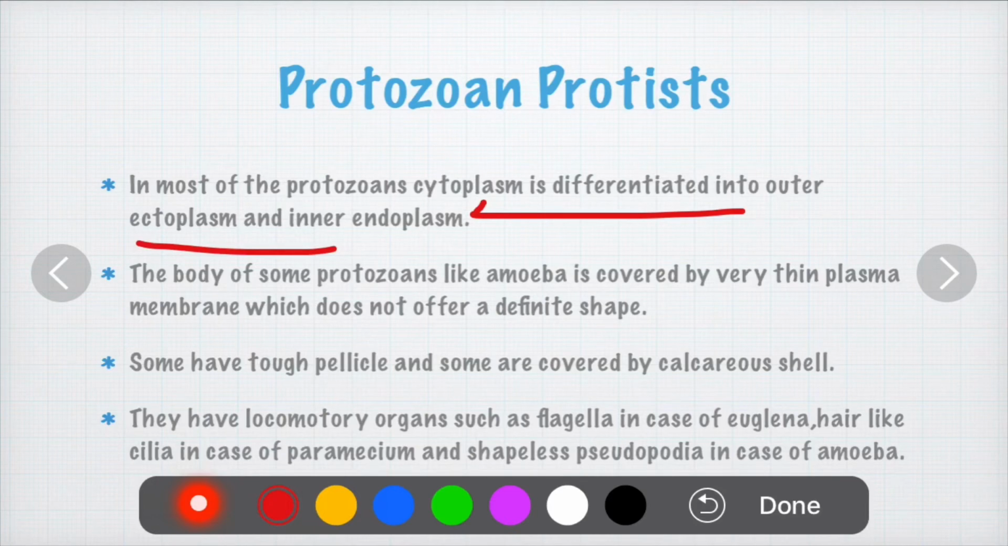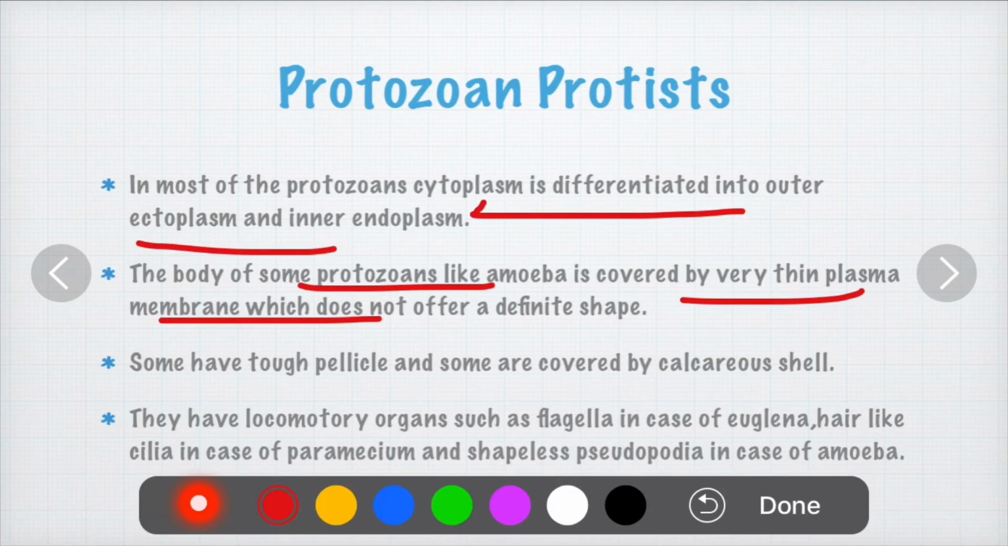The body of protozoans like amoeba, which is one example of protozoa, is covered by a very thin plasma membrane, which does not give any definite shape to the organism. That's why the amoeba does not have any fixed shape.